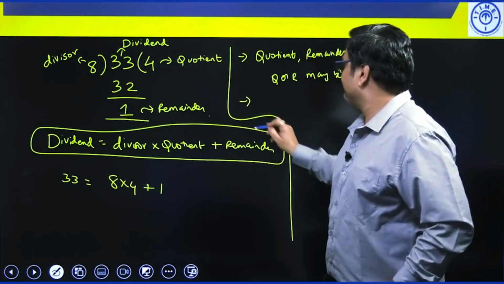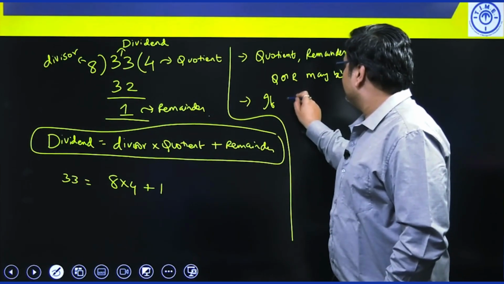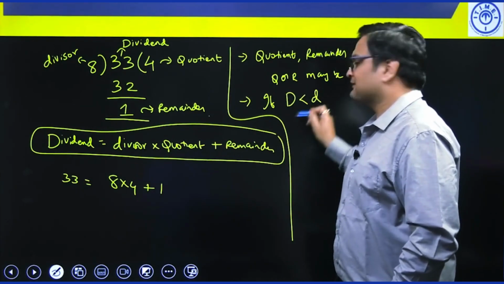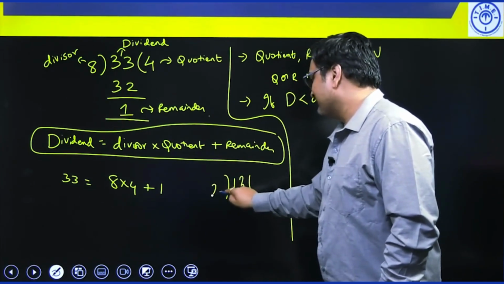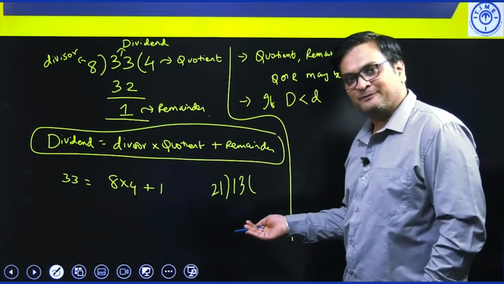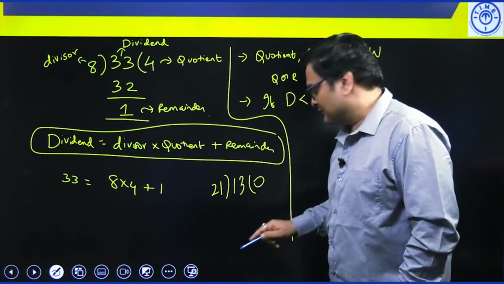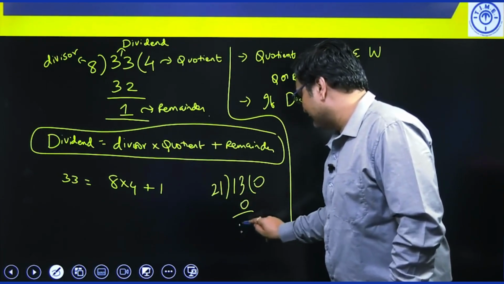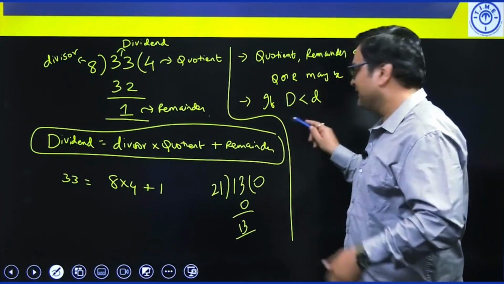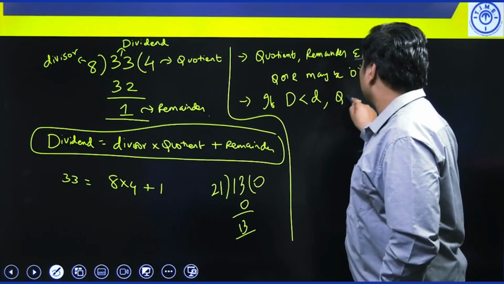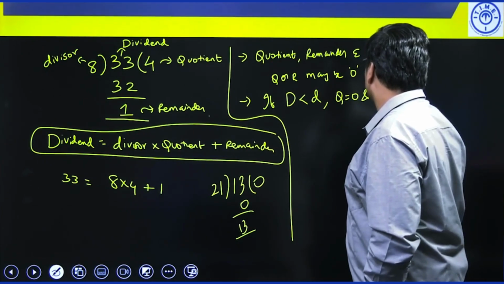For example, if the dividend is less than the divisor, let us say you are trying to divide 13 by 21. Clearly the division is not possible. So 21 will go how many times? It will go 0 times. So 21 into 0 is 0 and the remainder will be 13. It is a very special case. If your divisor is more than the dividend, then the quotient will be 0 and the remainder will be equal to the dividend.